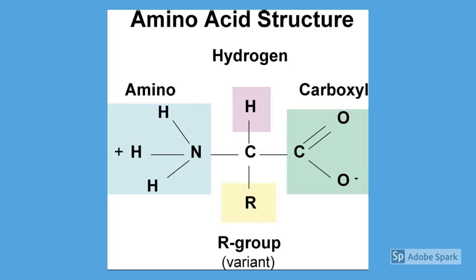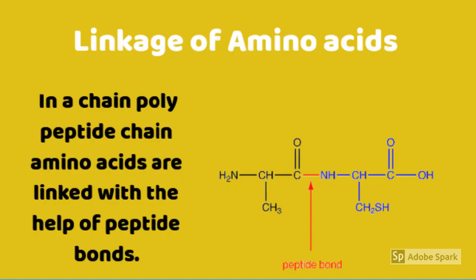Now let's have a look at the general structural formula of amino acid. It basically consists of 3 groups: amino group, carboxyl group, and radical group. The radical is variable in all amino acids, by which we have a series of different amino acids, for example, alanine, glycine, and serine. Now a question arises: how are the amino acids linked to make up a protein? The polypeptide chain of amino acids is linked with the help of peptide bonds that make up a protein chain.